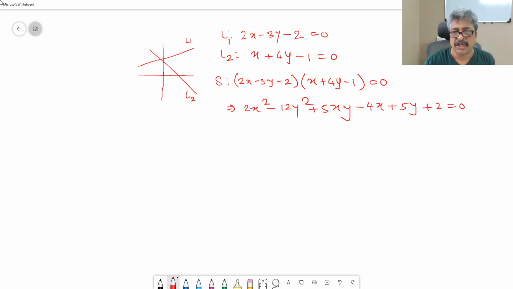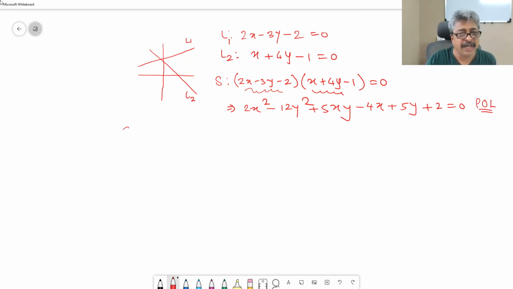So this is a general equation of pair of lines. We can say it with confidence that this represents POL, and they look like this geometrically. They get factorized like this, and of course this is POL.